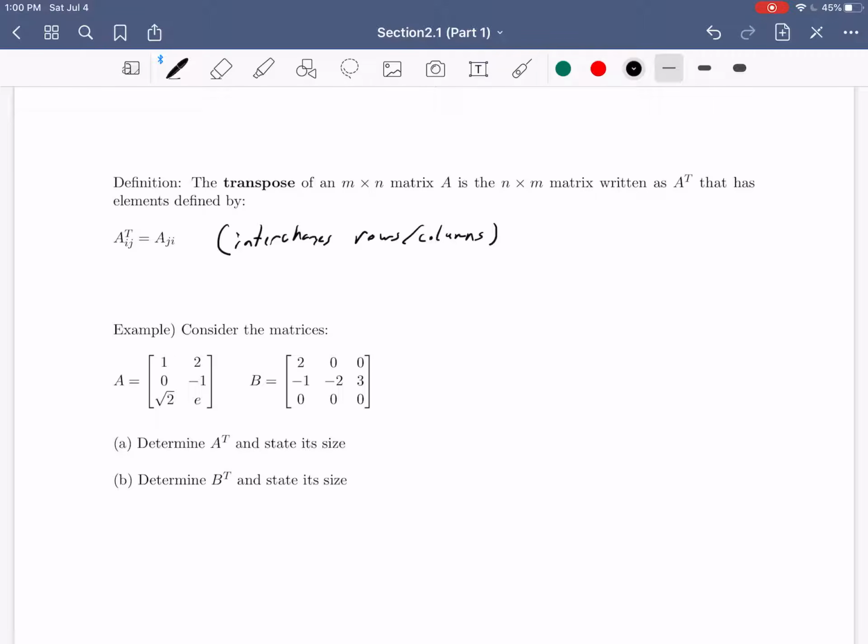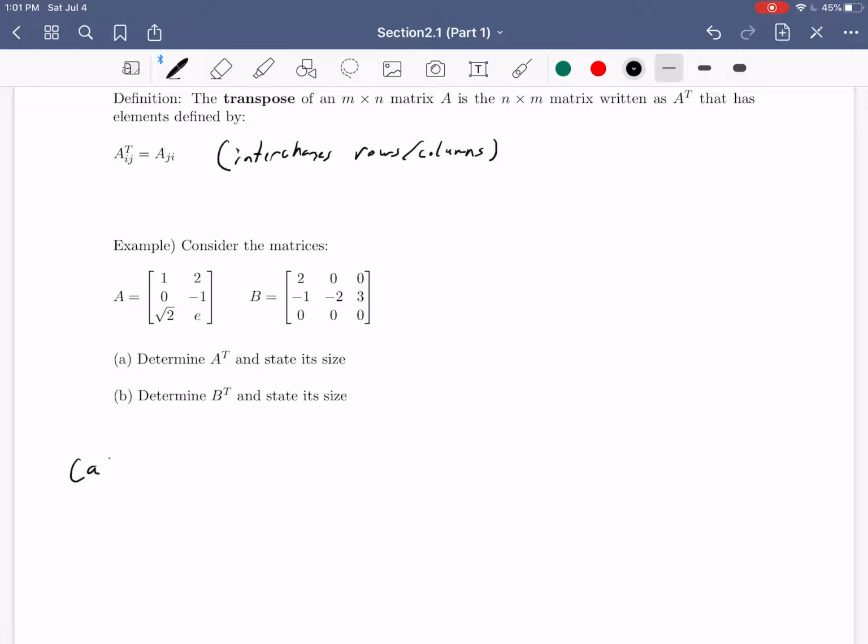So in other words, the rows of your original matrix become the columns of the transpose, and the columns of your original matrix become the rows of the transpose. That's just saying that exact thing from English into an actual mathematical statement. So let's go ahead, take those two matrices that we had from earlier and determine the transpose of each one and then state the size of the transpose.